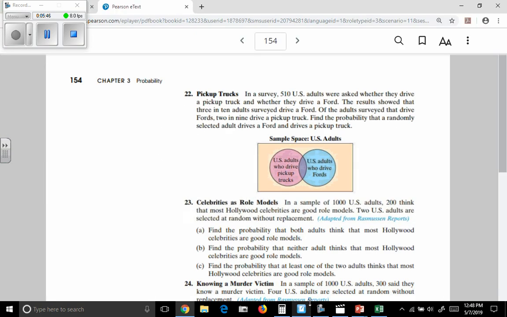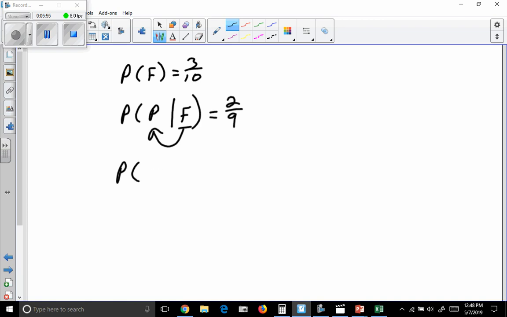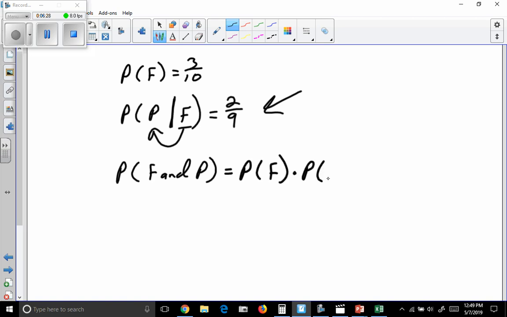So then the question is, find the probability that a randomly selected adult drives a Ford and drives a pickup. So we're looking for the probability that the person drives a Ford and they drive a pickup. Now notice this is a conditional statement. The likelihood of driving a pickup knowing that they're a Ford owner. So if we have a conditional probability and we're wanting to find an and statement, that's the probability of one event times the conditional probability of the other event.